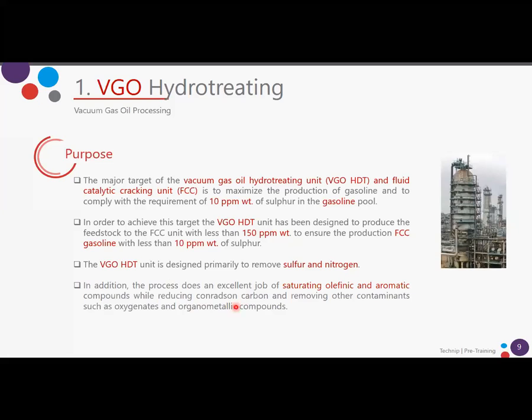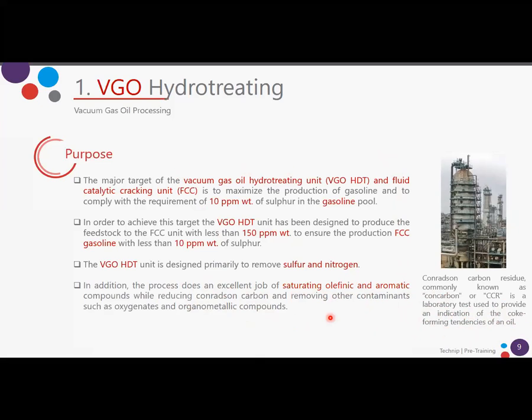So what is this specification here, this Conradson carbon? It is a laboratory test used to provide an indication of the coke forming tendency of an oil, okay? So if you saturate olefins and aromatics, you have less probability of coke formation, okay? So this is the main purpose of this unit, okay?